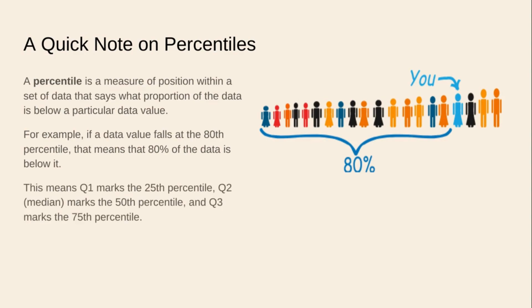So that means quartile 1, Q1, marks the 25th percentile. 25% of the data are below it. Q2 marks the 50th percentile. It's the median of the data, 50% above, 50% below. And Q3 marks the 75th percentile. 25% of the data are above it, 75% are below, so that means it's the 75th percentile.